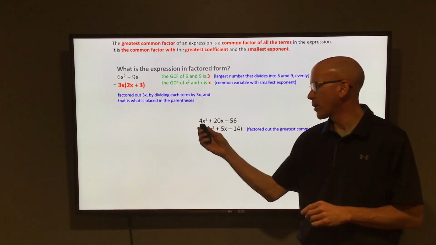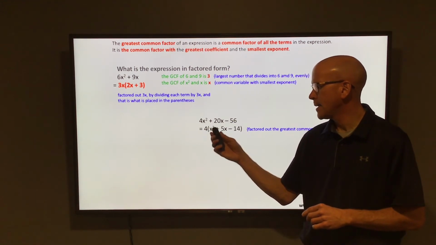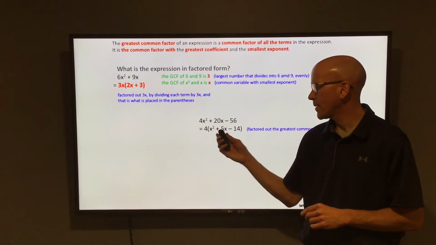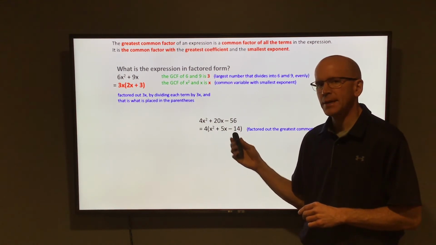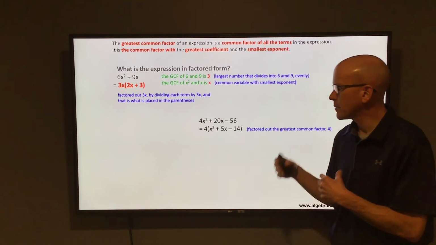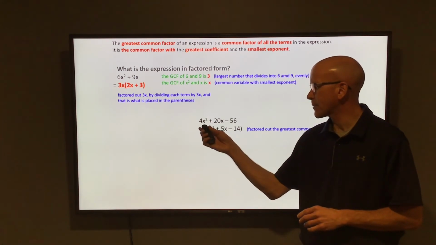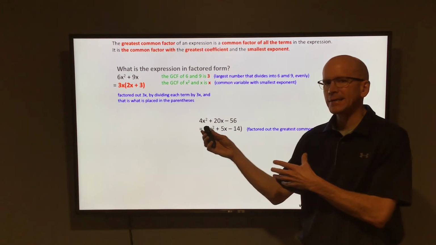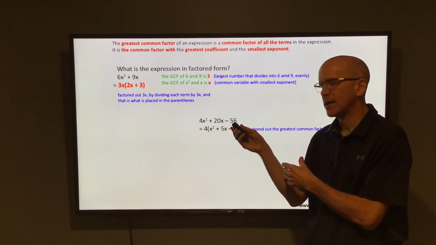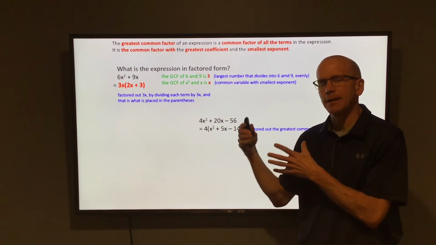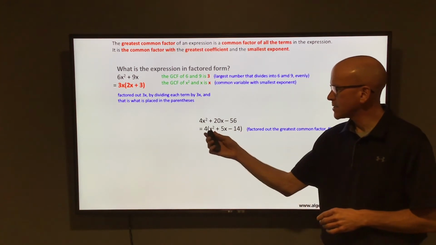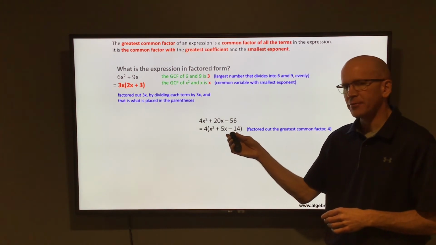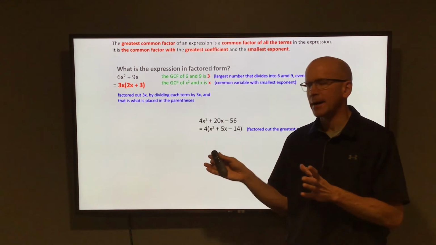So if you divide 4x squared by 4, that's x squared. If you divide 20x by 4, it's 5x. And if you divide negative 56 by 4, that would be negative 14. So we factored a 4 out. That was the greatest common factor of those three terms. There was no x attached to it because there is no x attached to this negative 56. So x is not part of the greatest common factor. It's simply 4. But we still may be able to factor this x squared plus 5x minus 14. So you don't just want to stop there and call it good.